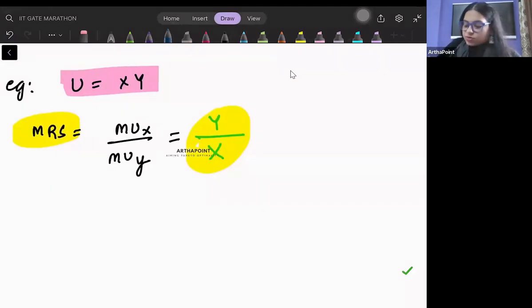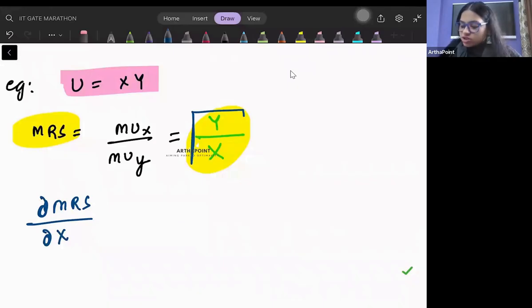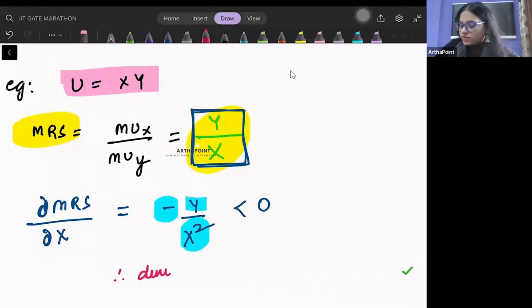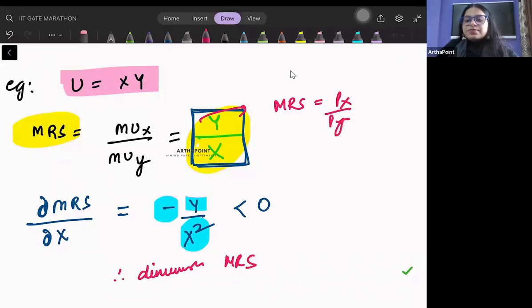Now what I'm asking you to do is check how MRS is changing as X changes. So if I differentiate this with respect to X, what will I get? Minus Y by X square, because the differentiation of 1 by X will be minus 1 by X square. This is clearly negative because consumption of goods is positive. There is a negative sign here. This is negative. Therefore, I can say that you have diminishing MRS. In this case you will apply the rule that MRS is equal to PX by PY.